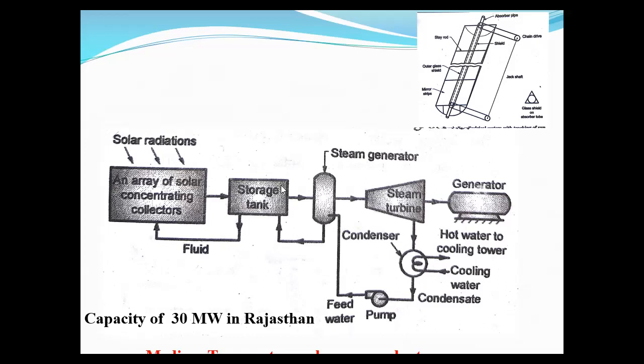And such a typical power plant which uses parabolic collector for collecting heat is in Rajasthan and has a capacity of 30 megawatt.